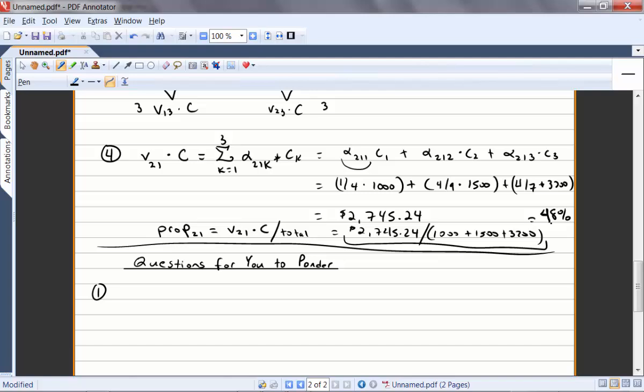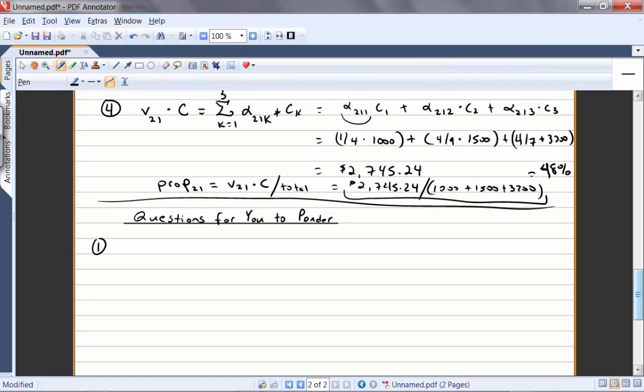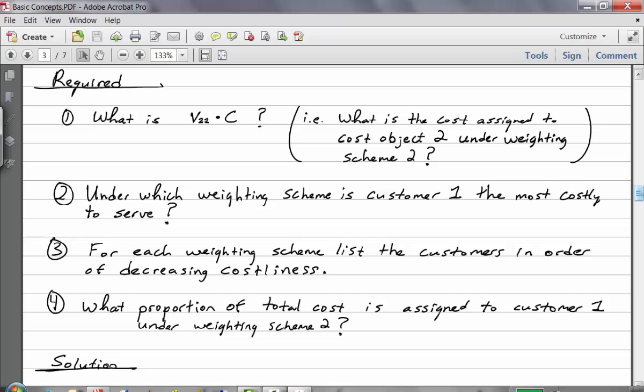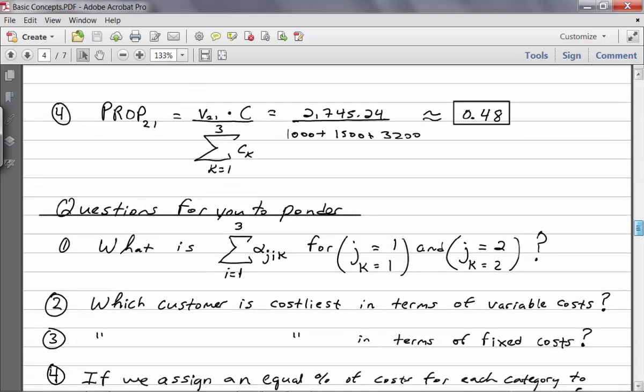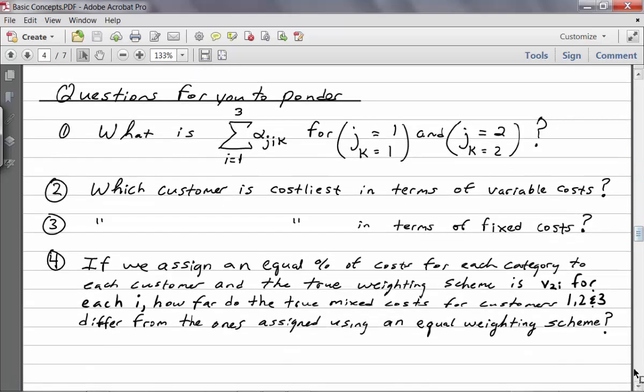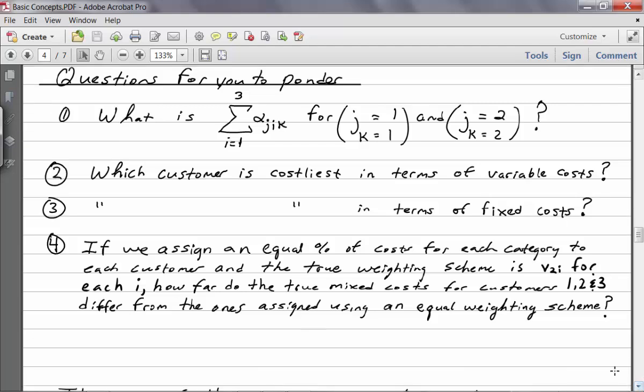And that means the remaining 52% of the total costs are assigned to customers 2 and 3 using the left over. Now, for the questions for you to ponder, the first one we had was, go and look here in the lecture notes. What is this right here? This first question right here is just testing your knowledge of the notation.